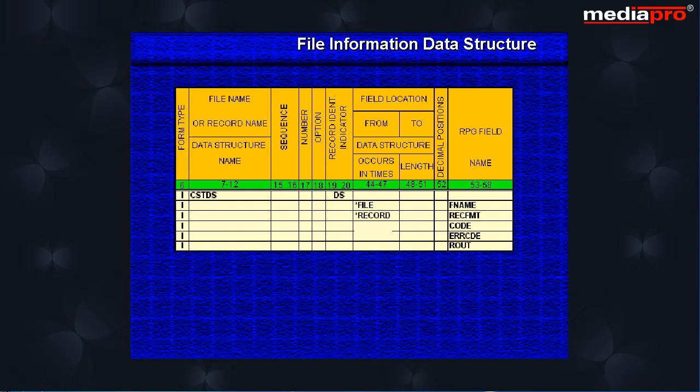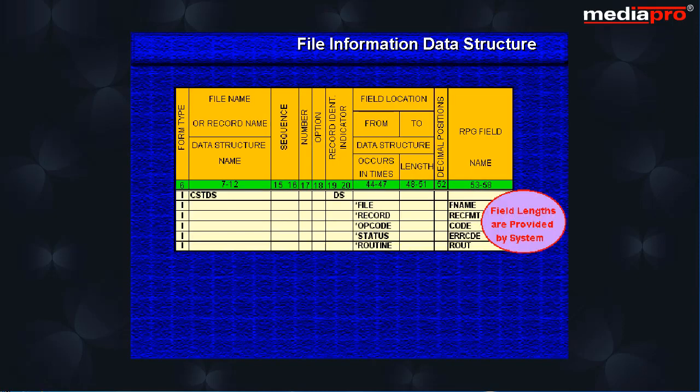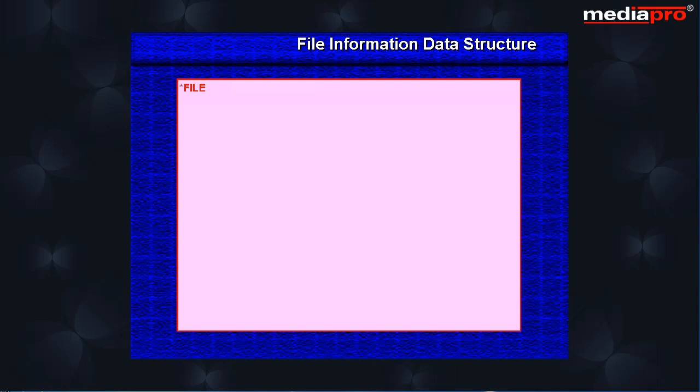*FILE, *RECORD, *OPCODE, *STATUS, *ROUTINE. Corresponding field names for the subfields will have to be provided in columns 53 to 58. The length of these fields is determined by the system.